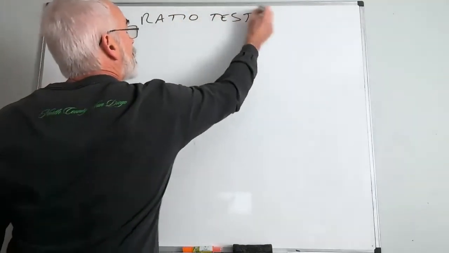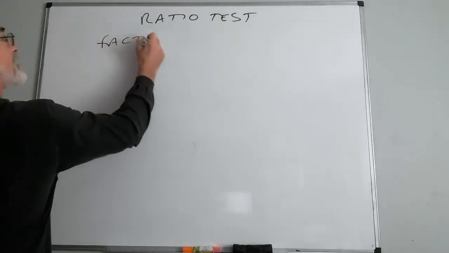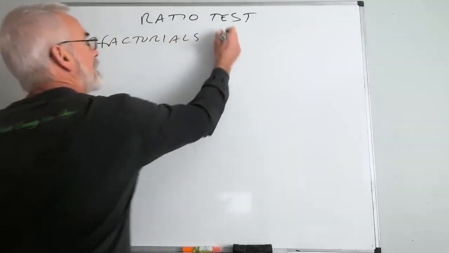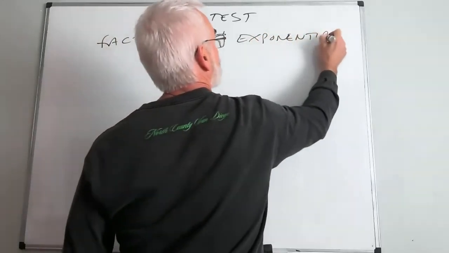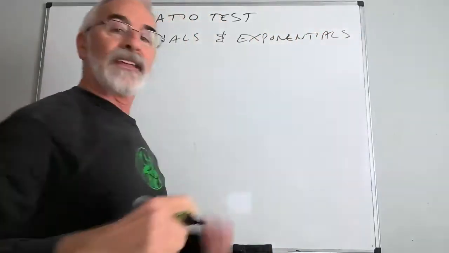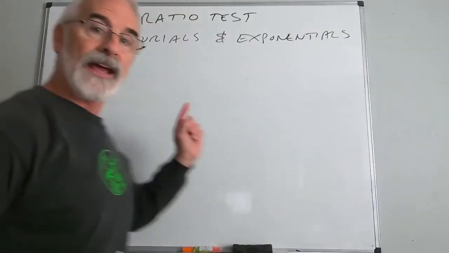And the way you're going to know it is because the next one, which is called the ratio test, primarily is for 2 types of series, excuse me, for factorials and exponential functions. I'll just call it exponentials. Things like e to the n, 2 to the n, 10 to the n, things of that nature, and factorials.